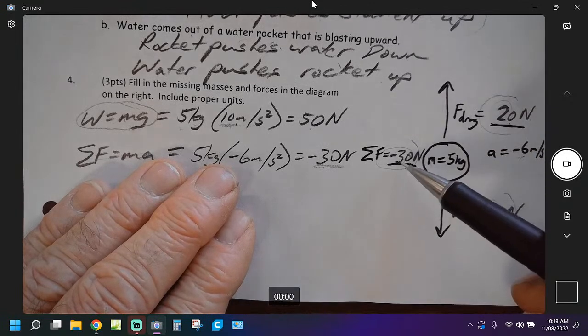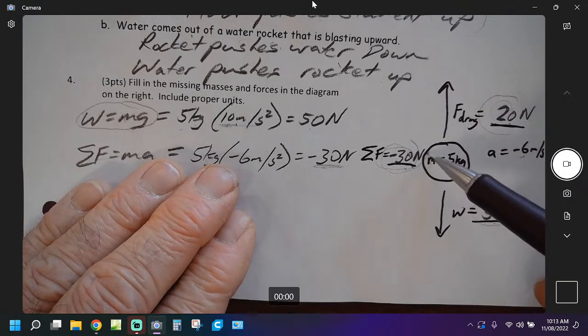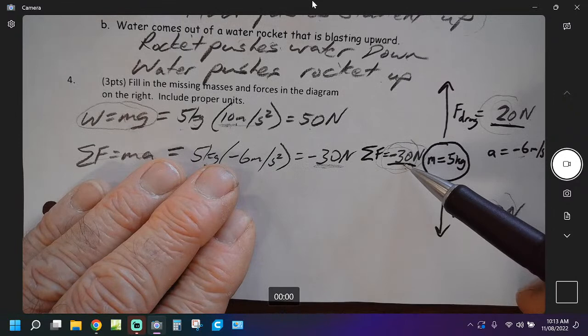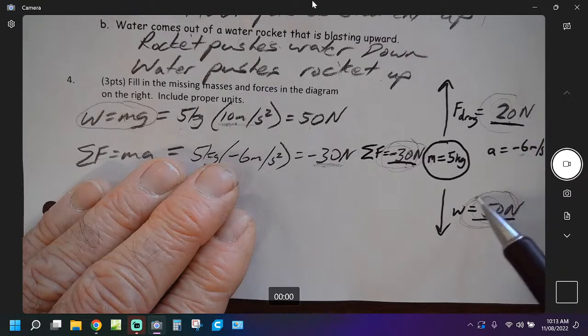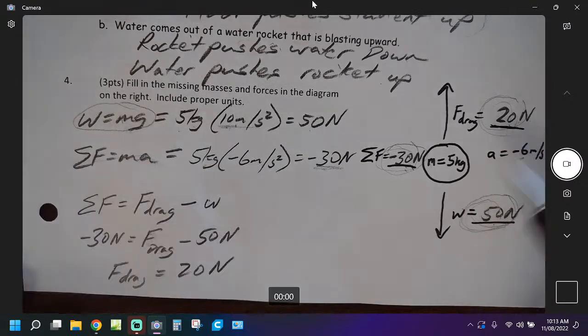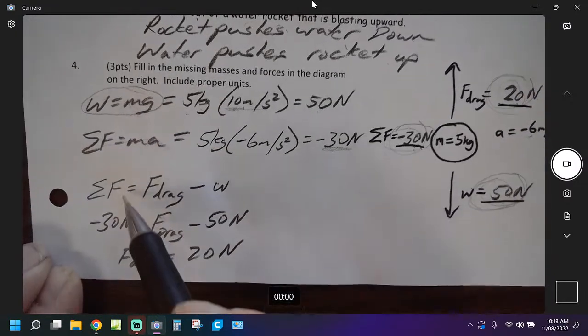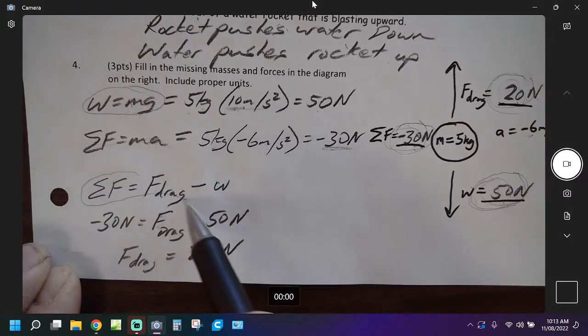So to me, it's just easier to say this is -30. That means the downward force has to be 30 more than the upward force. So if this is 50, this has to be 30 less. So this is 20. So that's how I did it. But you can also do it by writing a formula for net force.